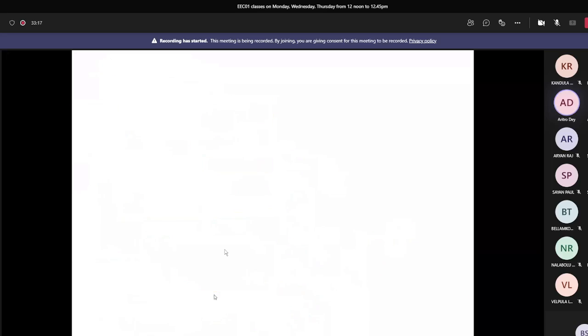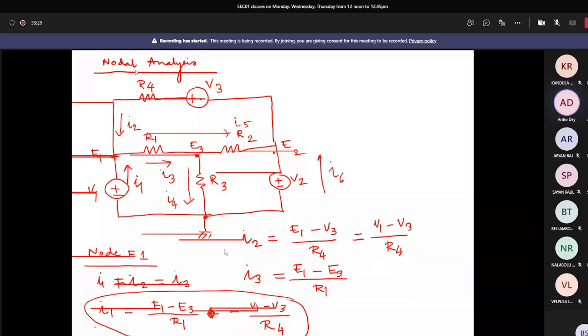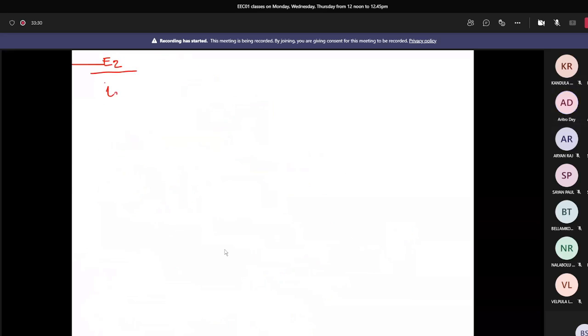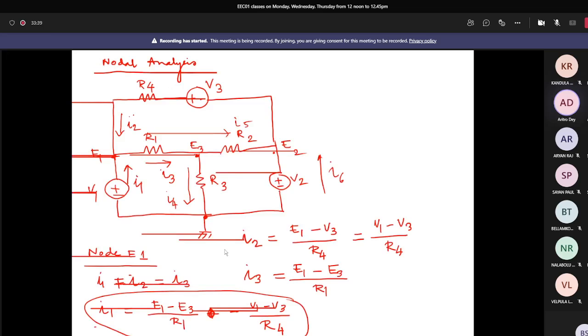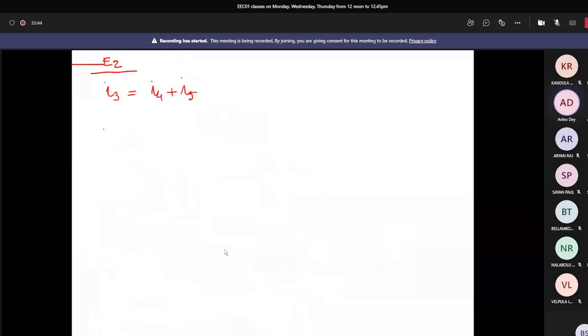Next we'll move to node 2, which is E2. At E2, what is there? It is I3 is equal to I4 plus I5. So what is your I3? I3 is actually E1 minus E3 divided by R1. Yes. Hello? Anyone?